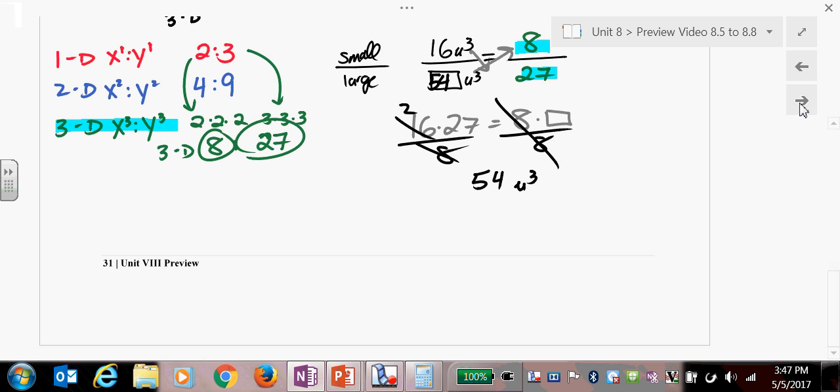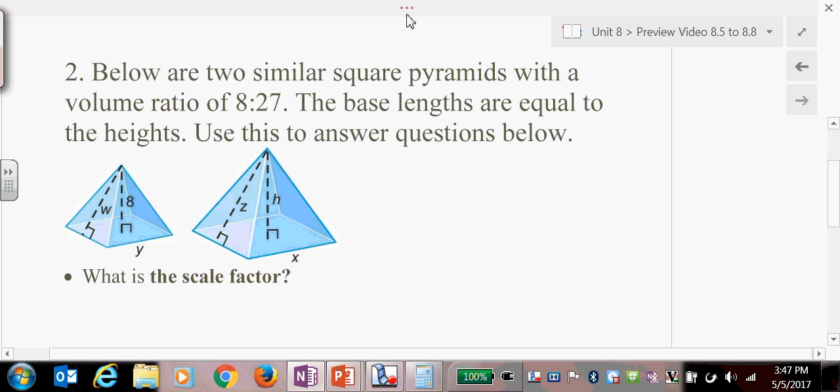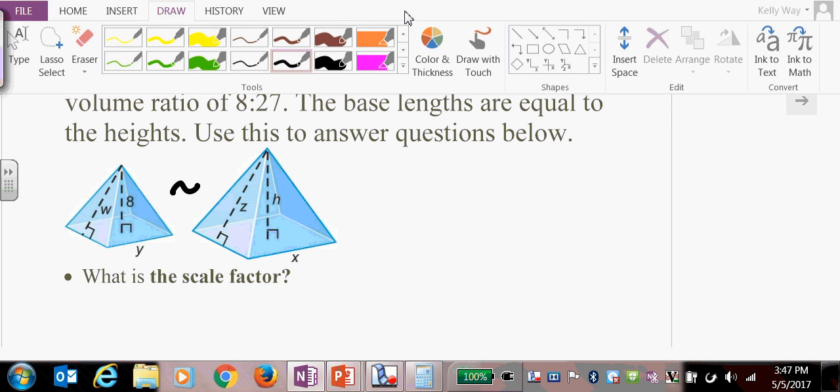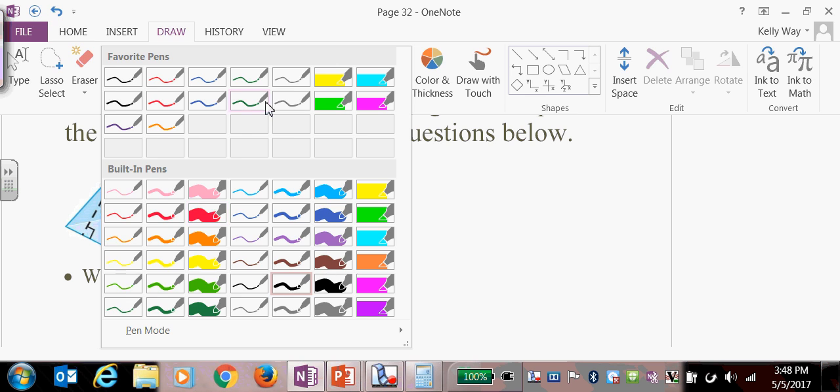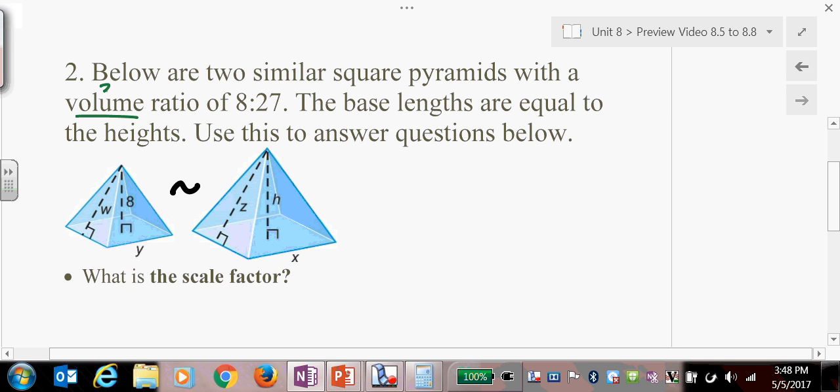Last example of the year. Below are 2 similar solids. And we are told that with the volume ratio, 3D, of 8 to 27. Now that's volume, so that's x cubed, y cubed. The base lengths are equal to the heights, and that means that y is going to be the same as that height, and this x is the same as this height. And we're going to answer these questions below. First off, what's our scale factor?